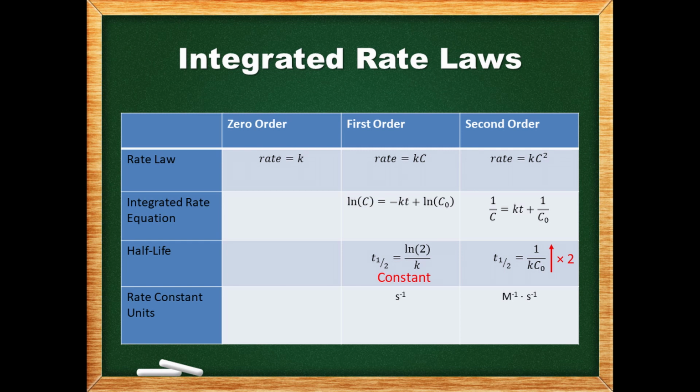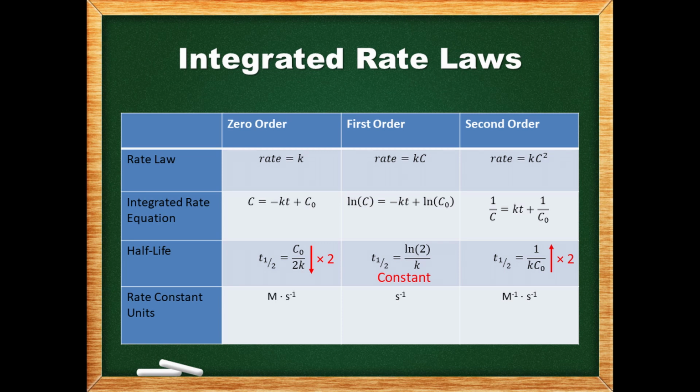The rate of a zero-order reaction does not depend on any concentrations and is thus constant throughout the reaction. The integrated rate equation does include a negative sign, just like the first-order one. The half-life depends on the initial concentration. This time, each successive half-life is half the length of the previous one. The units for a zero-order reaction are moles per liter per second.